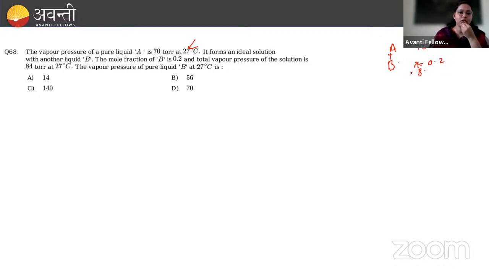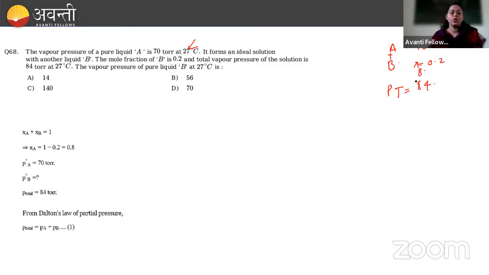Total vapor pressure of the solution is 84. So total vapor pressure is given to us. Total pressure is equal to what? 84. So what is the vapor pressure of liquid B here? Okay, so you know our formula, mole fraction of A plus mole fraction of B is equal to 1. We know that mole fraction of B is how much? 0.2. So what will be the mole fraction of A? It is what? 0.8. Yes, any doubt in this?